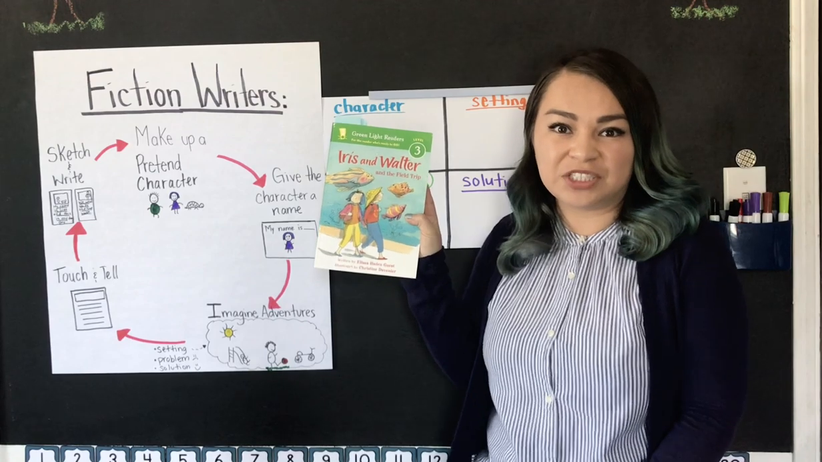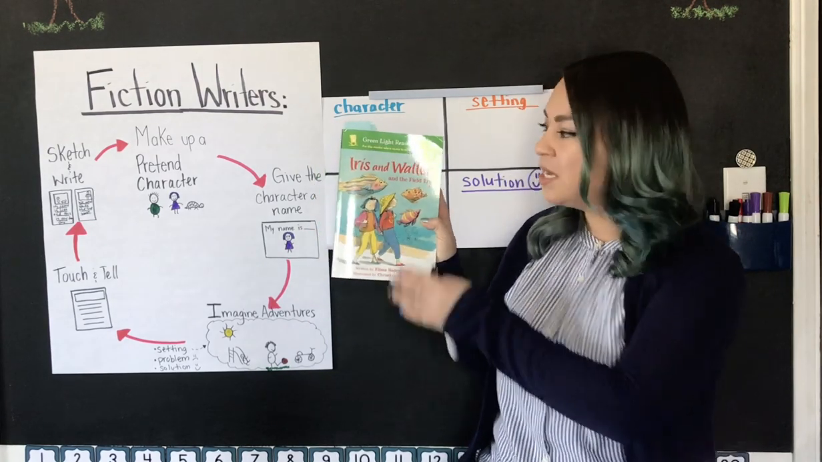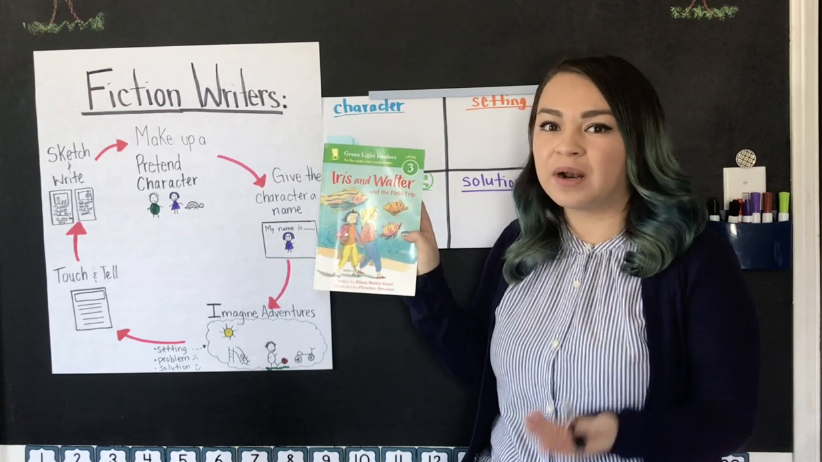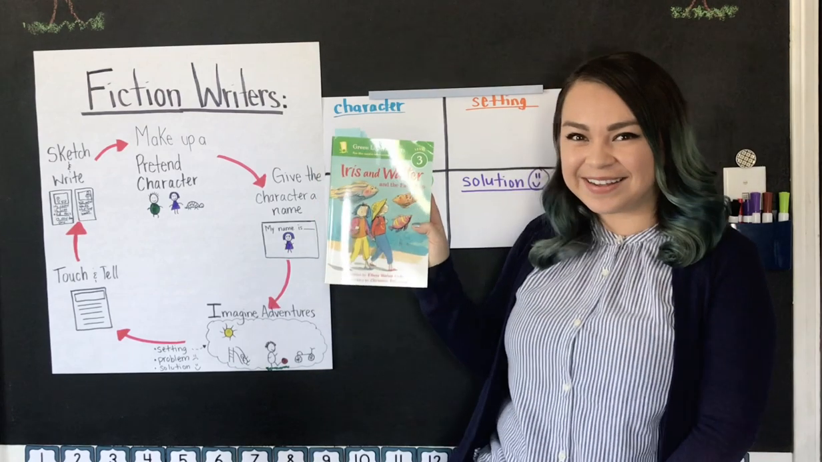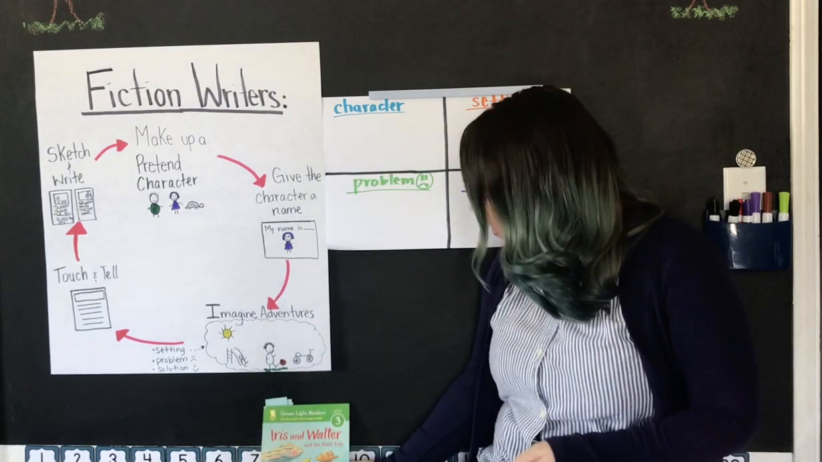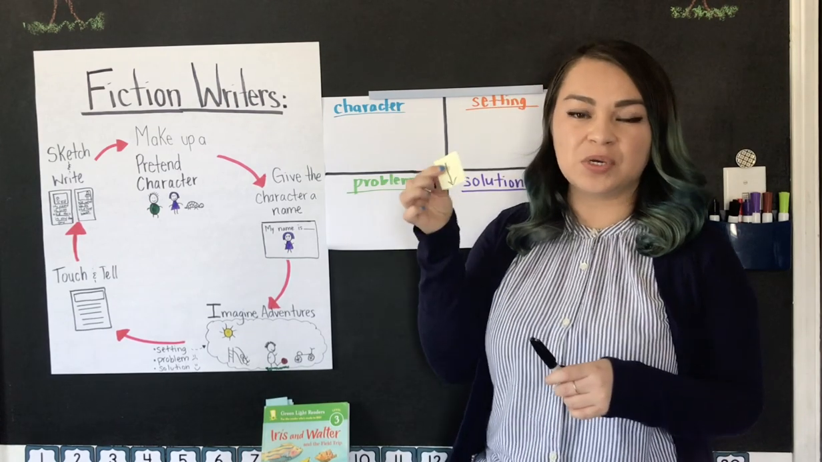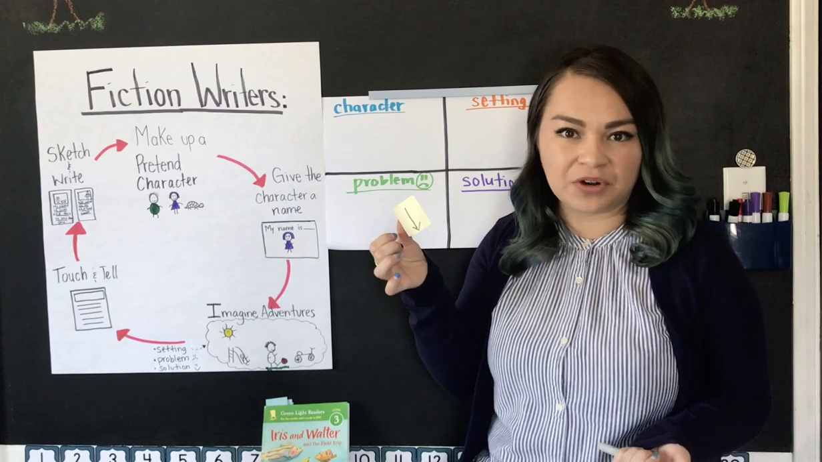You have read some realistic fiction during reading. Iris and Walter is actually a series book. It's realistic fiction writing. So we're going to use this to model and talk to you about how to create your very own character. Are you ready? Let's get started. I'm going to be using a post-it today to help guide me through all of the steps that I need to do before I start writing.